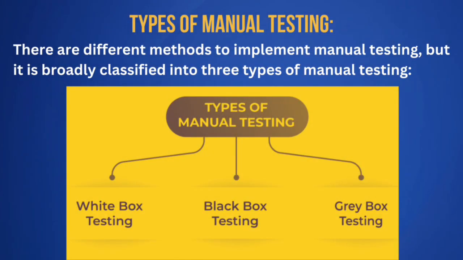Now, we will discuss the types of manual testing. There are different methods to implement manual testing, but it is broadly classified into three types of manual testing. They are white box testing, black box testing, and gray box testing.